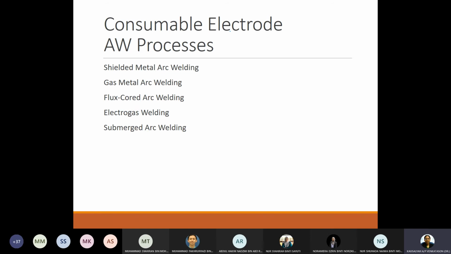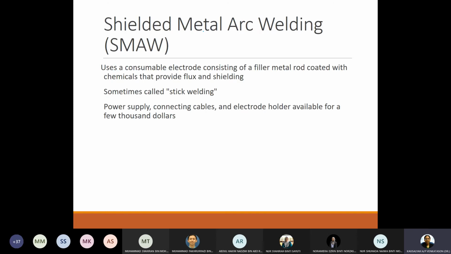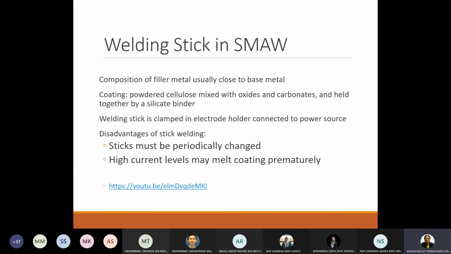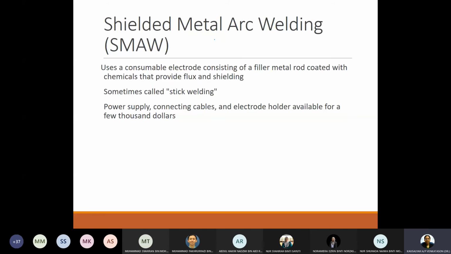So here, the consumable electrode processes are shielded metal arc welding, gas metal arc welding, flux core, electrogas, and submerged arc welding. So these are the consumable processes, of which we are now coming to the first one, which is shielded metal arc welding, SMAW. It uses a consumable electrode consisting of a filler metal rod coated with chemicals that provide flux and shielding. Sometimes it's called stick welding because we have the electrode, which is called a stick.